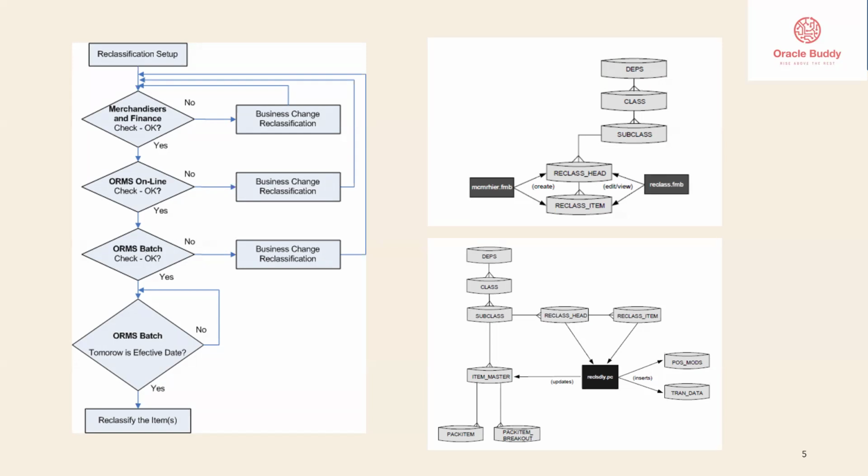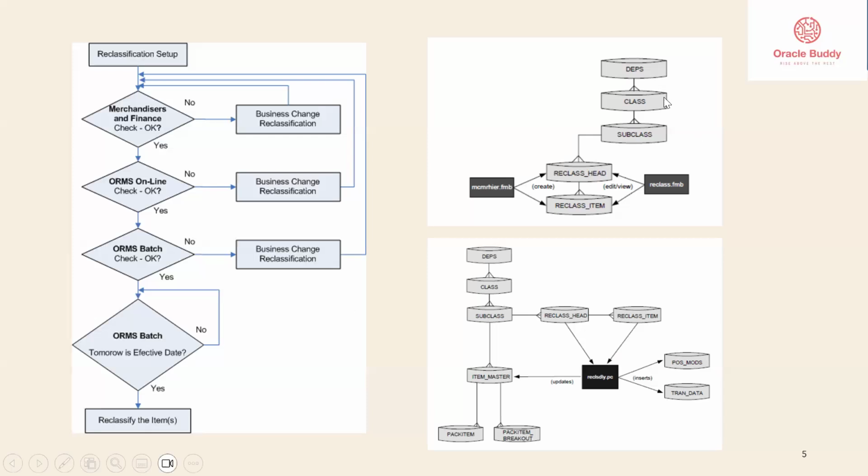Once it passes the online check, next, during the batch, the reclass daily batch runs nightly. It will check all the online checks and the batch checks, and whether the item is eligible for reclassification. When the effective date is tomorrow, it will do the reclassification and the item will be reclassified.